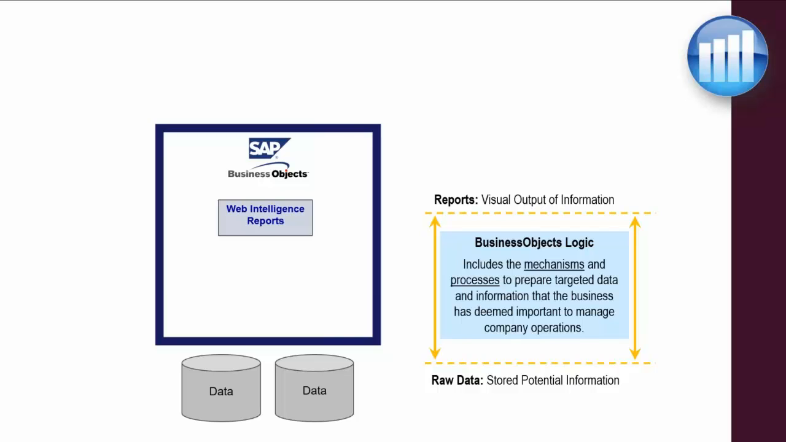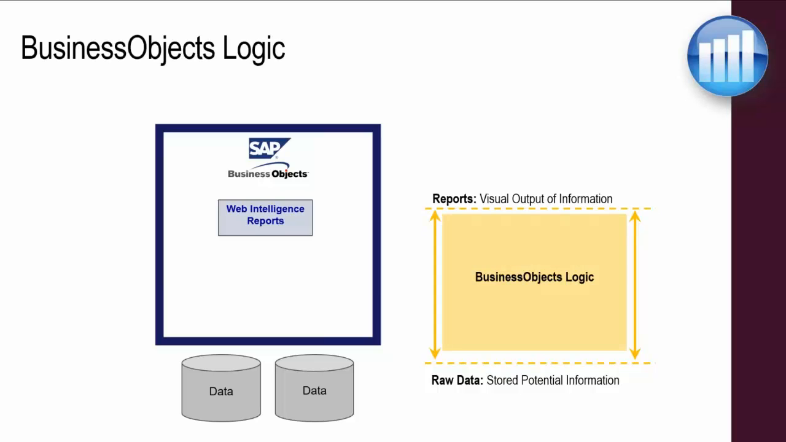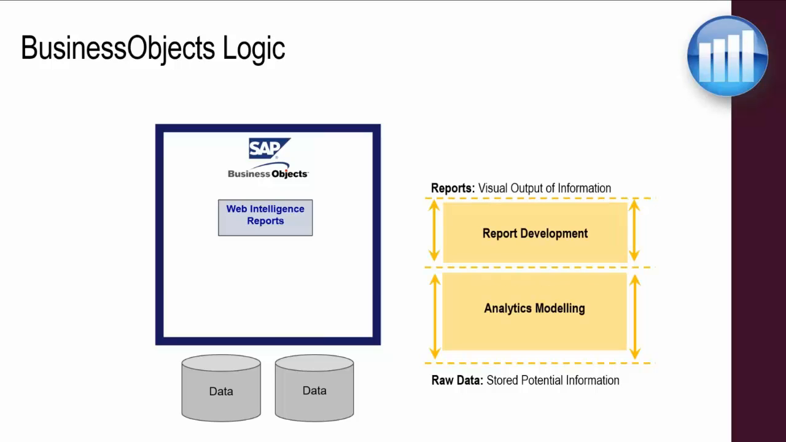And that's being filled by business objects logic that's being built up through mechanisms and processes that take that raw data and prepare it so that it's ready for information consumption and use within report development processes. Again, this is all driving towards what the business has deemed important in managing the operations and the business questions that it's answering. So let's look at this business objects logic, and we can break this into two sections, one being analytics modeling and the other being report development.